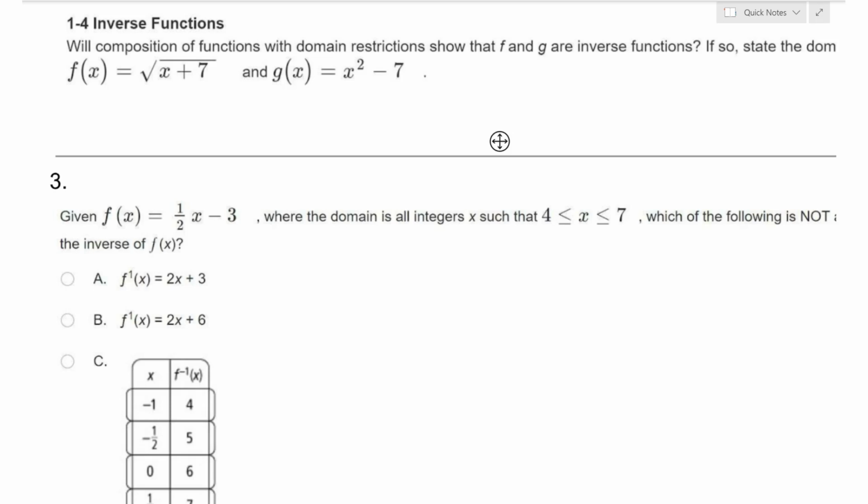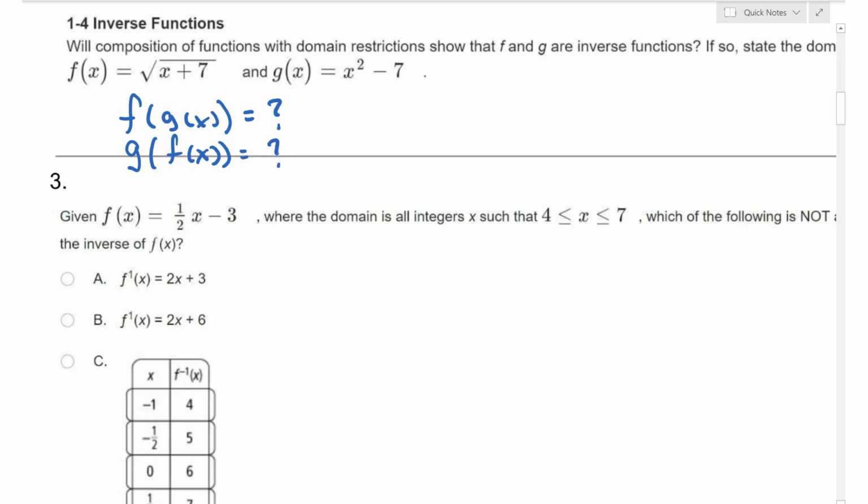Number 2, we have to verify that they're inverse functions of each other. That's what it's saying. The composition of functions with domain restrictions shows f and g are inverse functions. So we're going to figure out f of g of x and check if it comes out to be x. And we have to check g of f of x and see if it comes out to x.